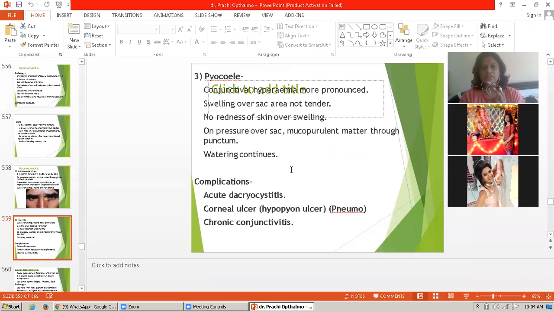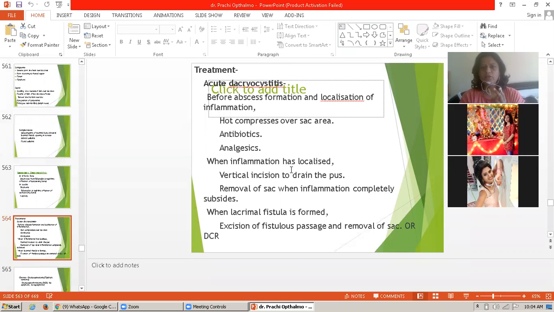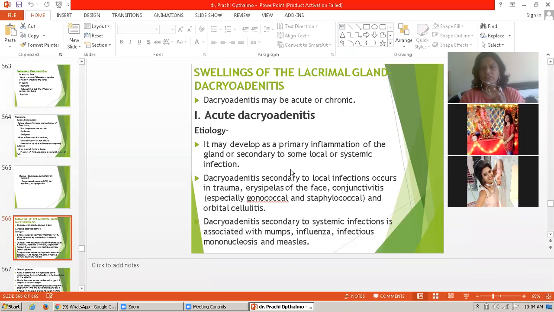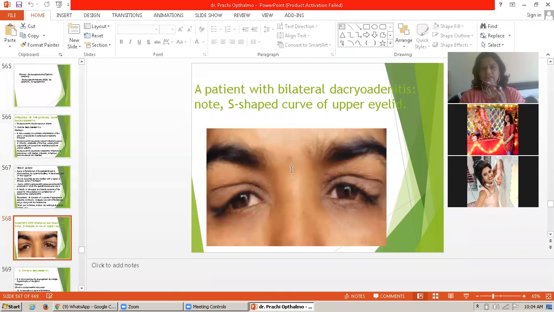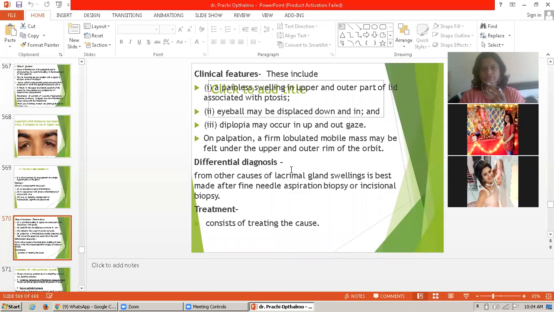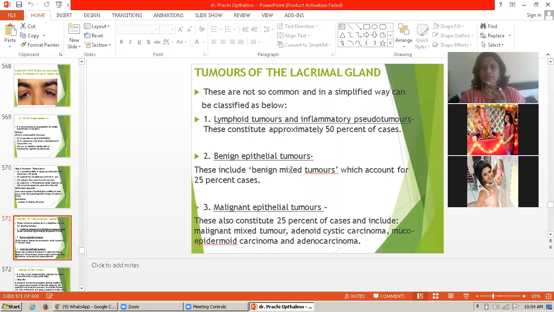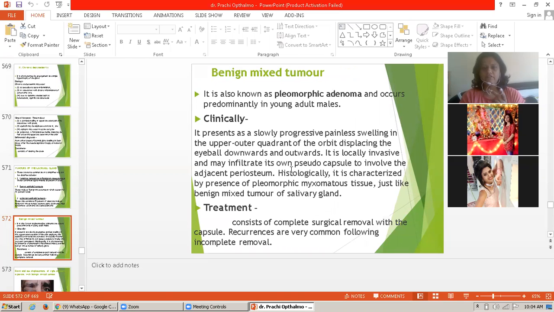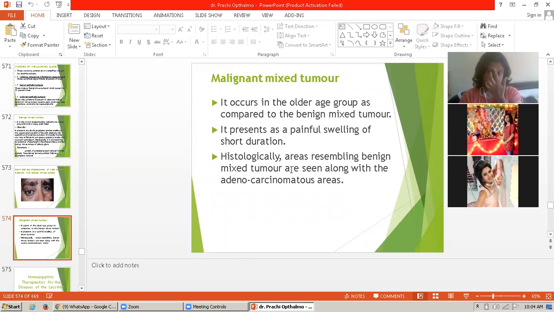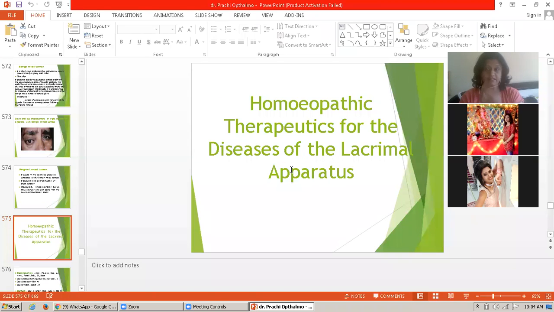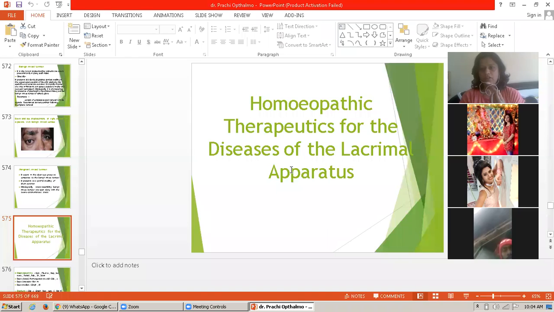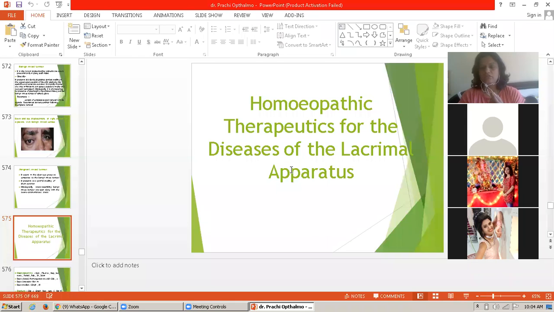After that, we learned about dacryoadenitis, that is the swelling of the lacrimal gland and its types in detail with the clinical picture. And then we learned about tumors of the lacrimal gland. After that, in yesterday's lecture, we learned in detail about the homeopathic therapeutics for the diseases of the lacrimal apparatus. So we completed the topic of diseases of the lacrimal apparatus and its homeopathic therapeutics.